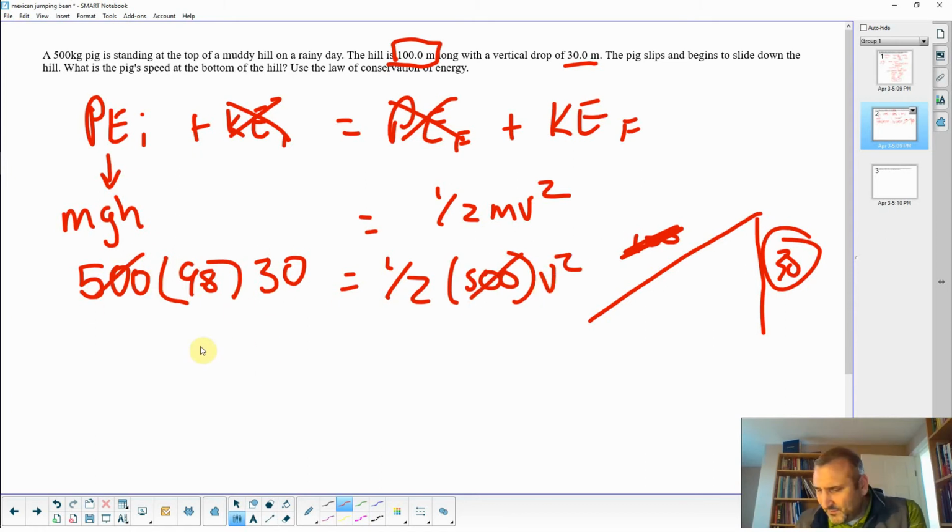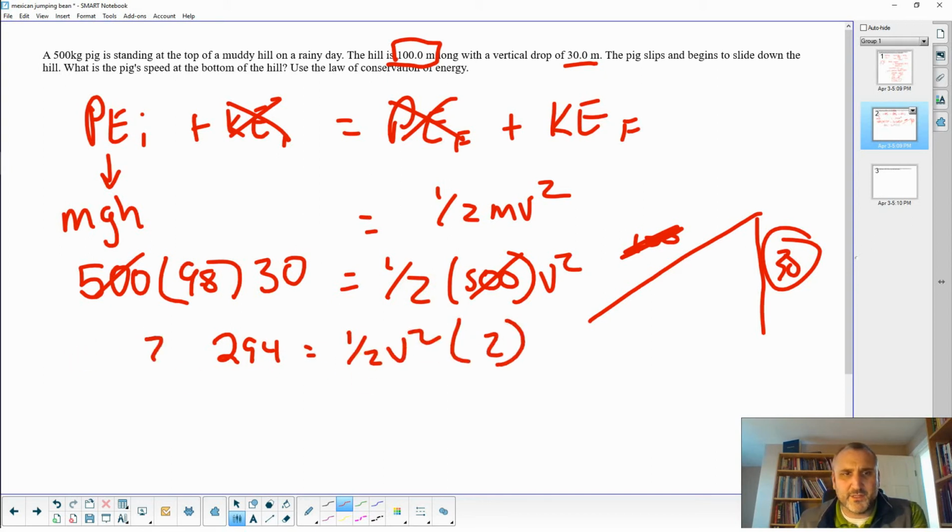So it really just becomes 9.8 times 30. So that's going to give us 294 equals 1/2 v squared. And we're going to get rid of that 1/2 by multiplying both sides by 2. And we're going to end up with 588 equals v squared.